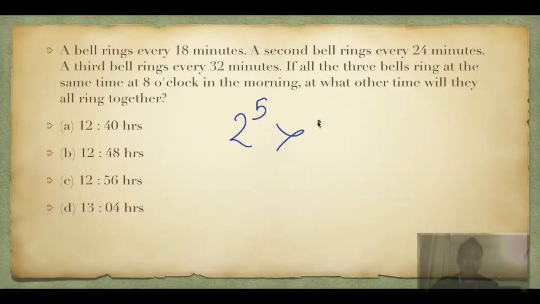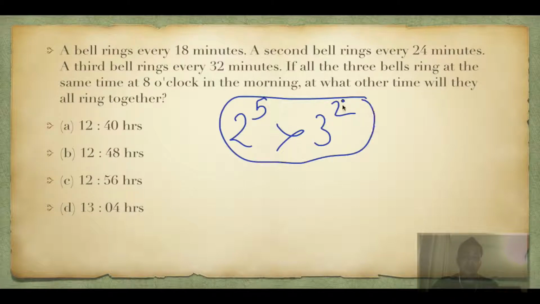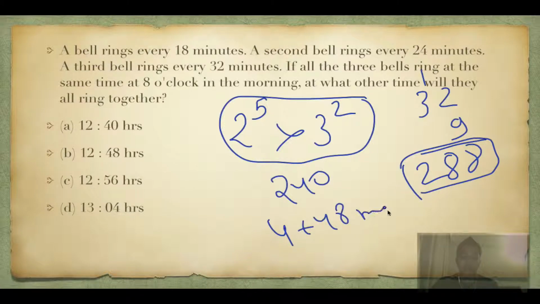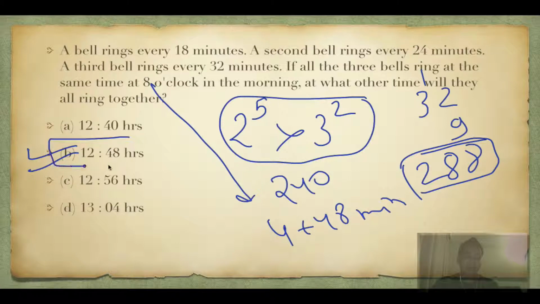So you take 2 to the power 5 into 3 to the power 2, so you multiply 32 into 9, which comes out to be 288. So these are minutes, obviously. So you convert into hours. 240 is equal to 4 hours. So you have 4 hours plus 48 minutes. So you add it to 8 o'clock, and it will come out to be 12:48. So this will be the answer. Absolutely simple. Unless a number comes which affects the prime numbers, it will not affect the answer.